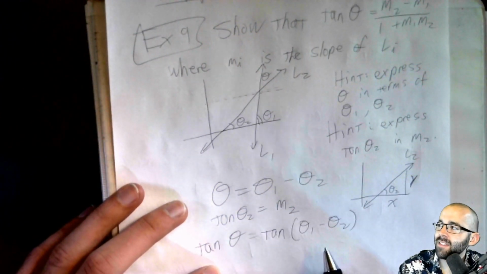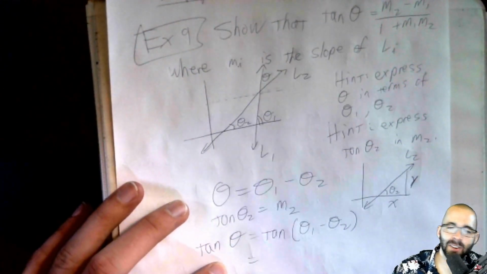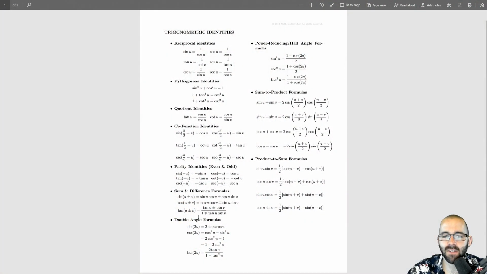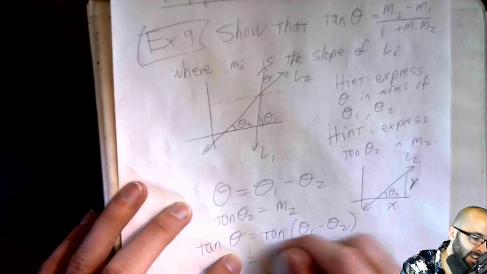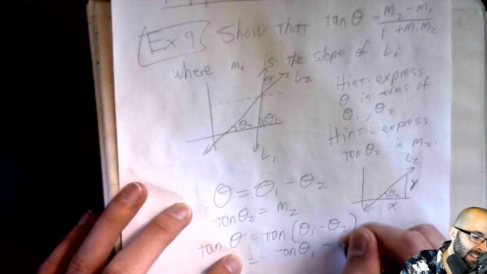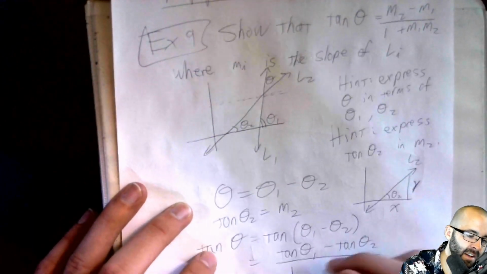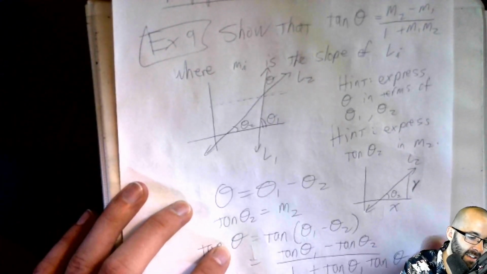And now we need to work with this using an identity. So we go over here. We need to find the difference identity for tangent. So it's going to be the same sign on the top, so a minus on the top, opposite sign on the bottom, so a plus on the bottom. So it's going to be tangent of the first minus tangent of the second, divided by, now opposite sign, 1 plus tangent of the first times tangent of the second.